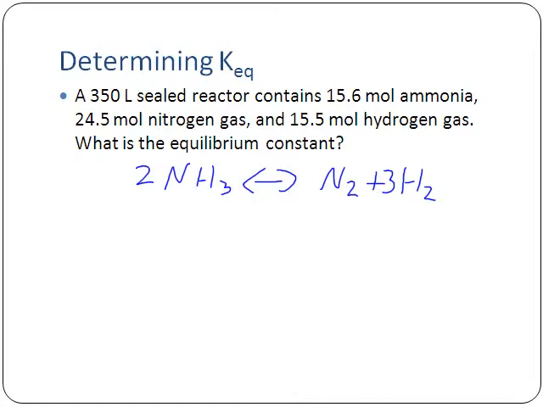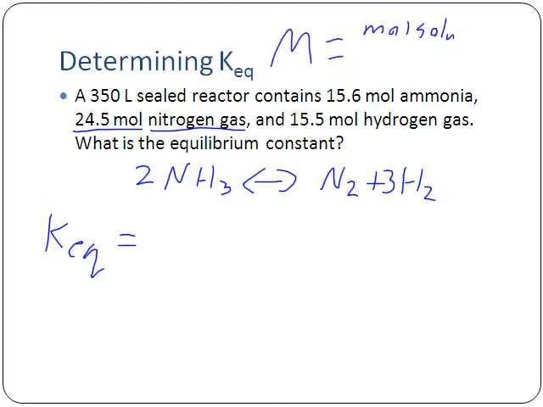Now to set this up for KEQ, KEQ is going to equal the molarity of what's on the right. And the first one on the right is nitrogen. And so how much nitrogen? What's the concentration of nitrogen? Well, for nitrogen gas over here, we have 24.5 moles. But 24.5 moles isn't the concentration. It's the number of moles. To find the concentration, we need to find the molarity. And remember that molarity is equal to the number of moles of solute divided by liters of solution.